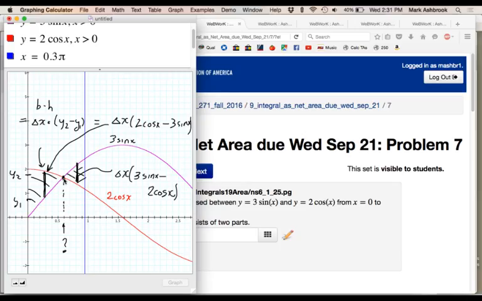How are we going to find this x coordinate? Set what equal to each other? We need the y values to be equal, right? So we're going to set y values equal, find the x that makes the y the same. So that's simply going to be 3 sine x equals 2 cosine x, which turns out to be tangent x equals 2/3. So we get the inverse tangent of 2/3, arctan of 2/3.